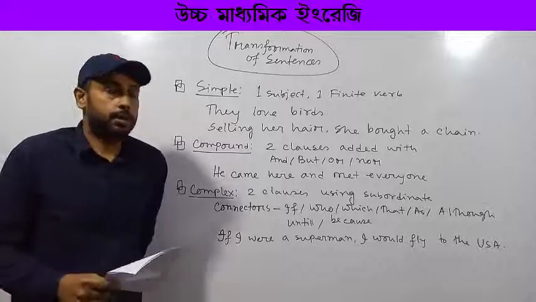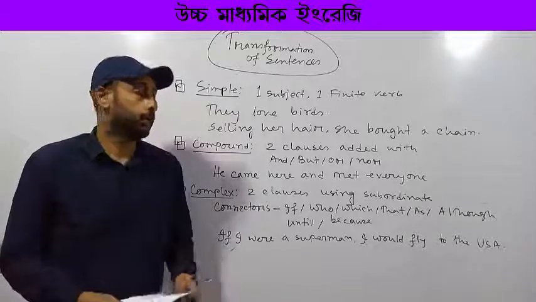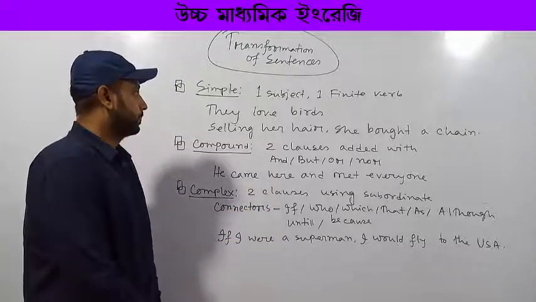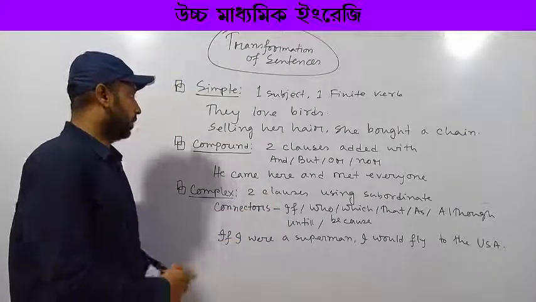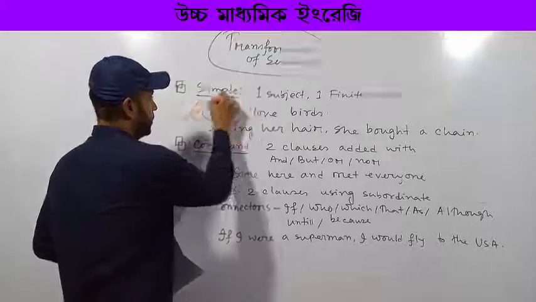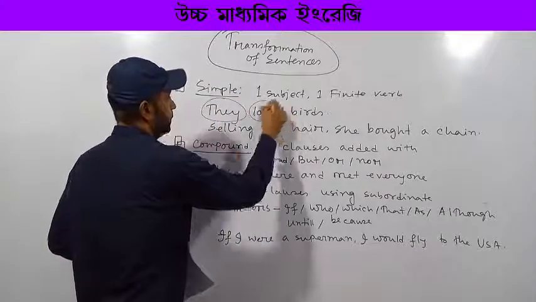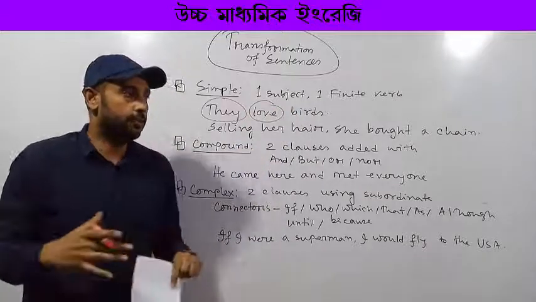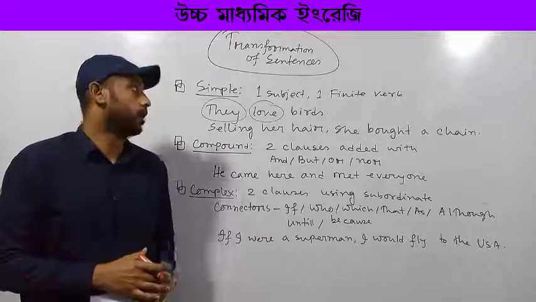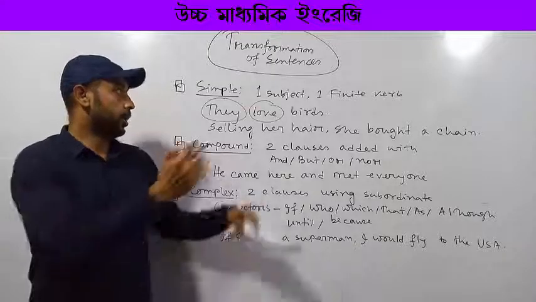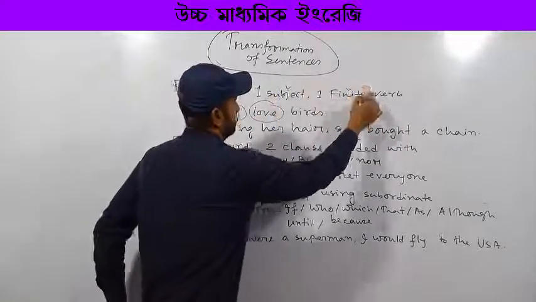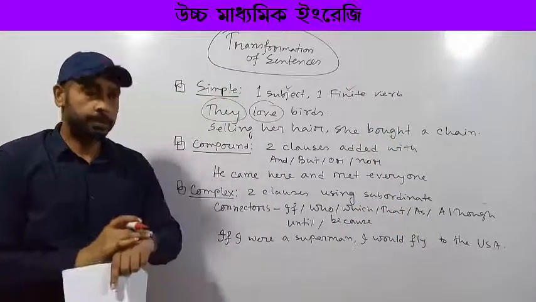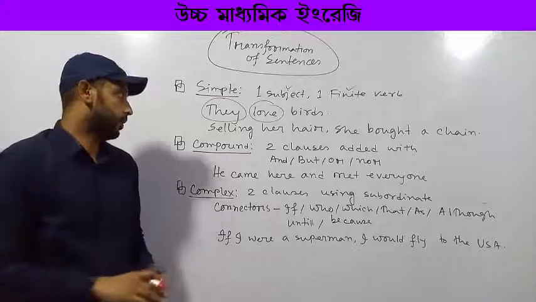So, in terms of simple sentence, look at this example. They love birds. Here we have got one subject and one finite verb. And obviously a simple sentence should be simple. There should be no sign of complex sentence or compound sentence, and there should be one subject and one finite verb. Sometimes there can be non-finite verbs, sometimes there can be no non-finite verbs.